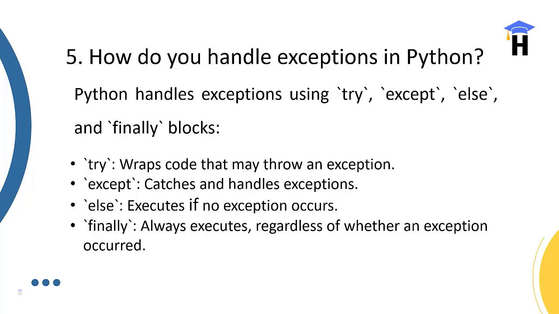And here, coming to the point. Python handles exceptions using try, except, else, and finally blocks. Try wraps the code that may throw an exception, except catches and handles any exceptions if raised, and else executes if no exception occurs. Finally, always executes regardless of whether an exception occurred or not.